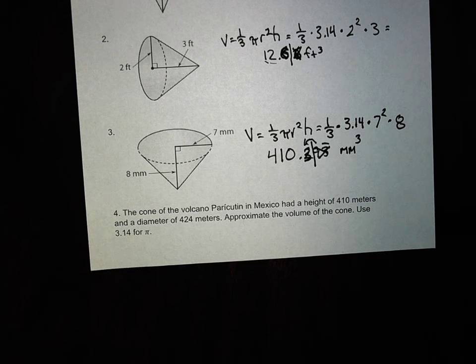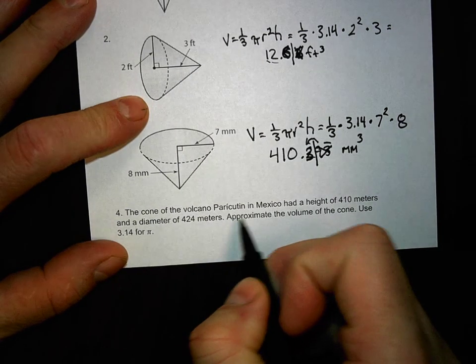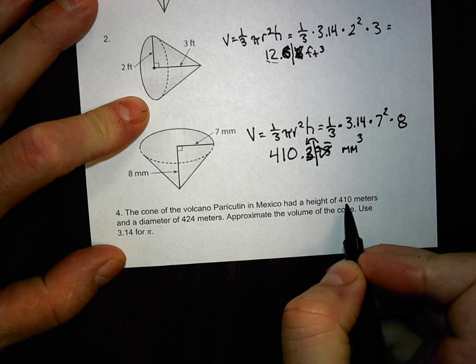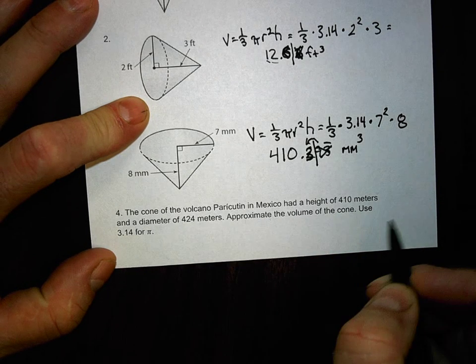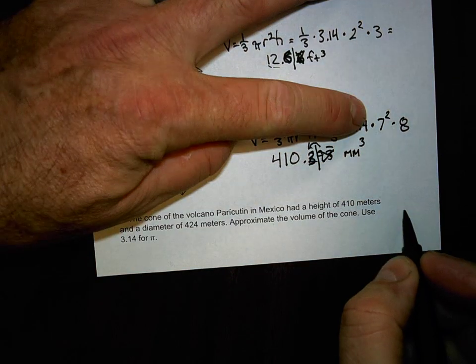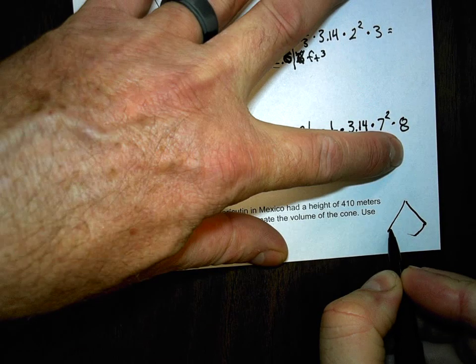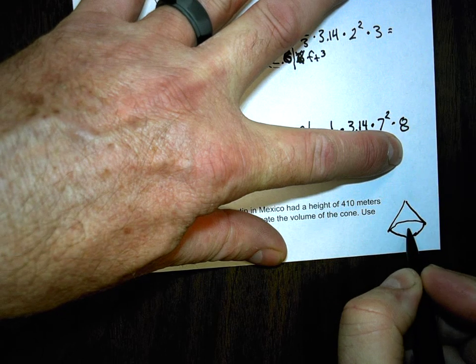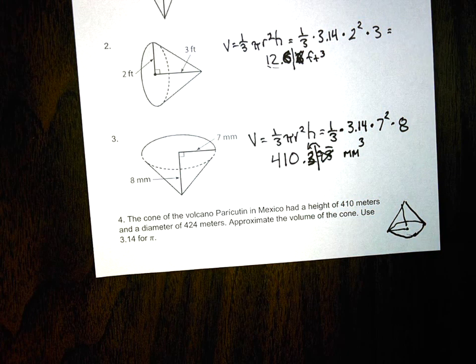It's funny. All right, so let's look at this volcano down here. We have a volcano named Paracutan in Mexico. It had a height of 410 meters and a diameter of 424 meters. Approximate the volume of the cone. Well, first thing, I'm going to draw myself a volcano. A volcano is just a cone upside down. We hope it's upside down. If it's the other way around, things have gone bad.